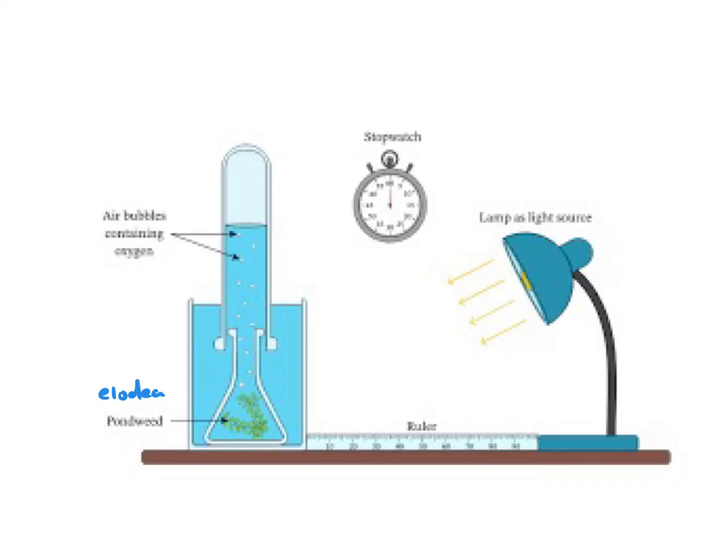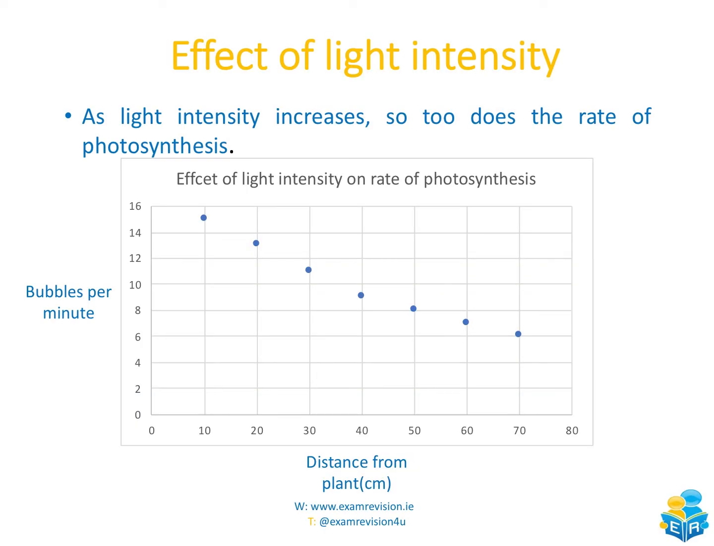And what you should see is that the closer the light is to the plant, the more bubbles are produced, which means the more photosynthesis is happening. And that's exactly what we can see in this diagram here. So the effect of light intensity on the rate of photosynthesis. The distance from the plant is along the x-axis, the bubbles per minute is along the y-axis, and we can see that the closer the light is to the plant, the more bubbles are produced on average per minute. The further away we go, the fewer bubbles are produced per minute. So that's telling us that as light intensity increases, so too does the rate of photosynthesis.